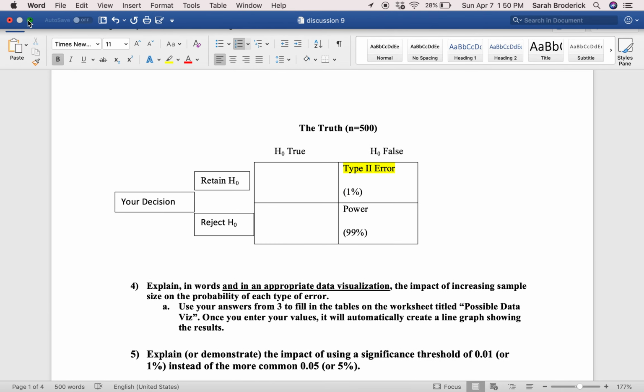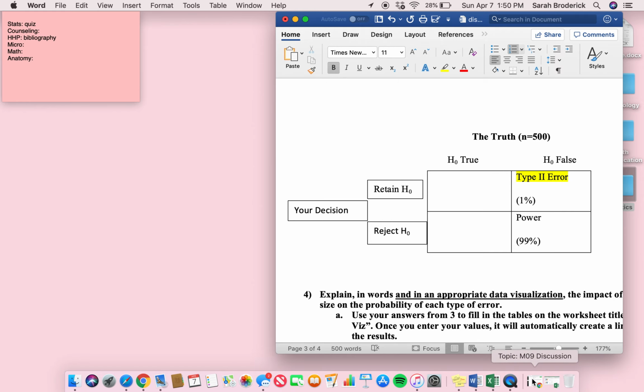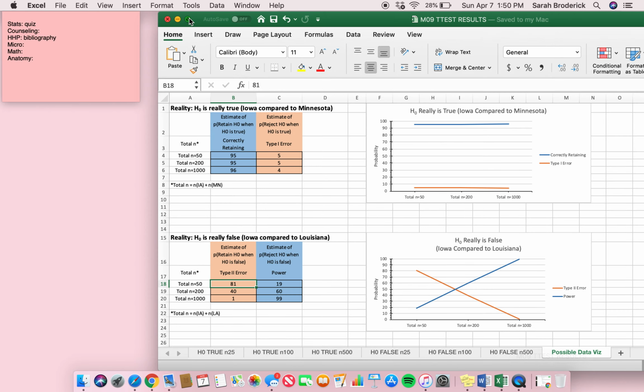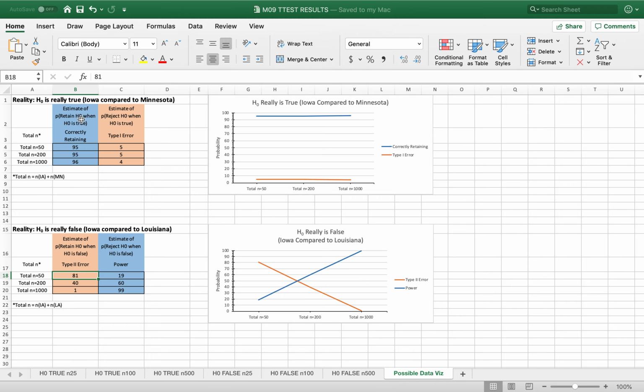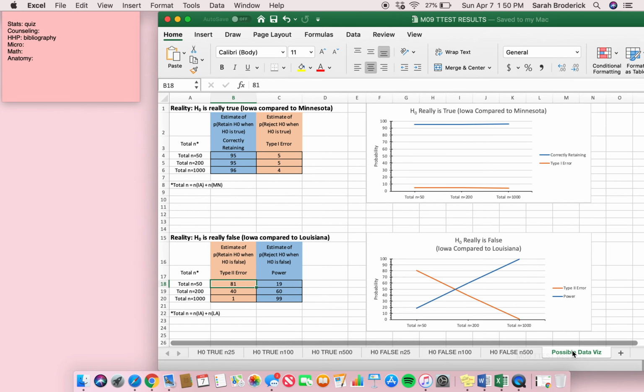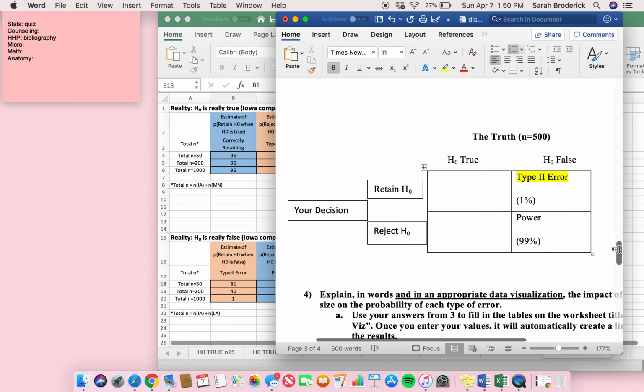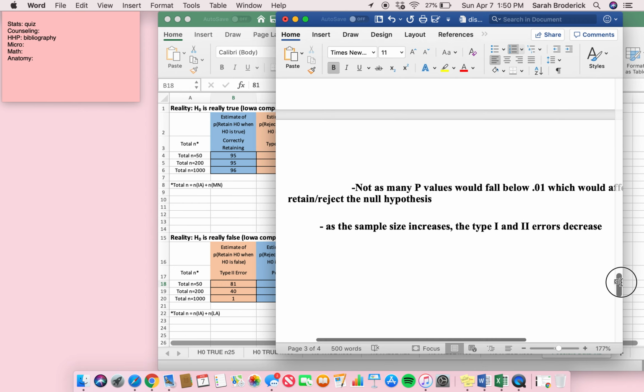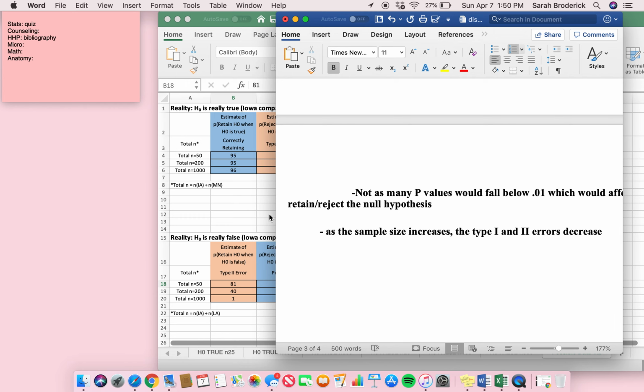And then I'll show you my data. I'm pretty sure these numbers are correct, but this is what I got. So for estimating P, when the total is 50, 200, or 1,000, I just typed in the same numbers that I got, and then I put it on the graph. So as you can see, I wrote it in here. As the sample sizes increase, the type 1 and type 2 errors decrease.